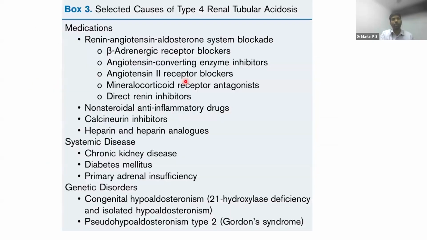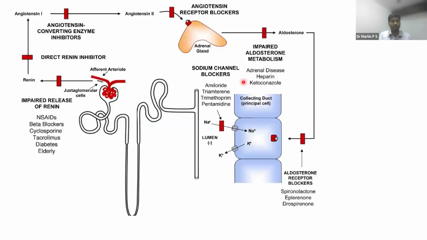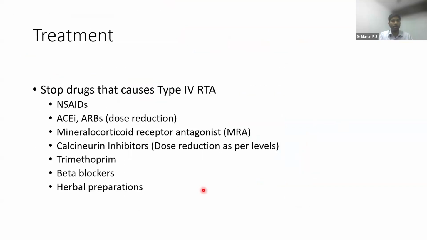That is when we have to know that a lot of drugs, especially drugs which we commonly use in patients with diabetes, have features which can push them to a type 4 RTA kind of picture. Beta blockers, ACE inhibitors, ARBs, mineralocorticoid receptor antagonists, all these are commonly used by us in diabetic patients. And here you can see the different levels at which each of these drugs act to cause the so-called type 4 RTA picture in diabetic patients.